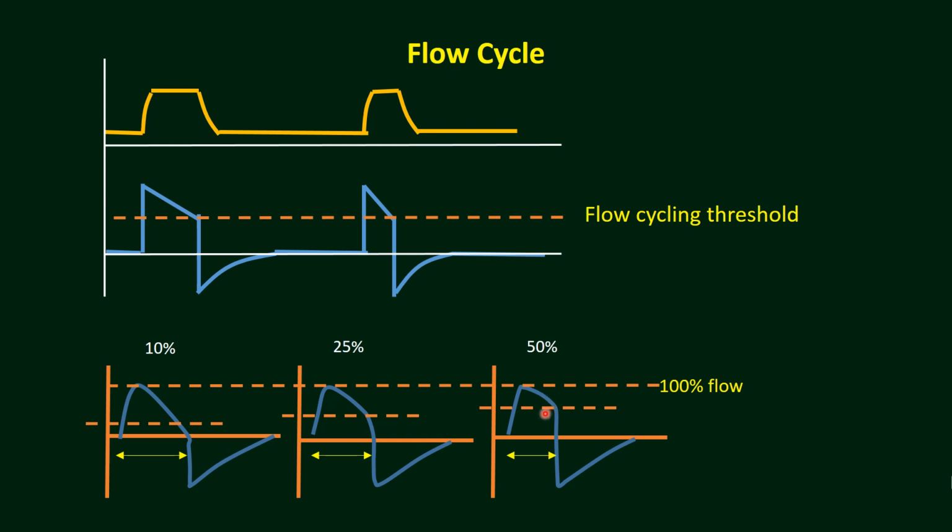So, if you follow carefully, when it is 50%, inspiration ended a little earlier and inspiratory time is narrow. Here it will be a little more and here more. So, if you set the threshold higher, inspiratory time will be shorter. If we set the threshold lower, then inspiratory time will be longer.